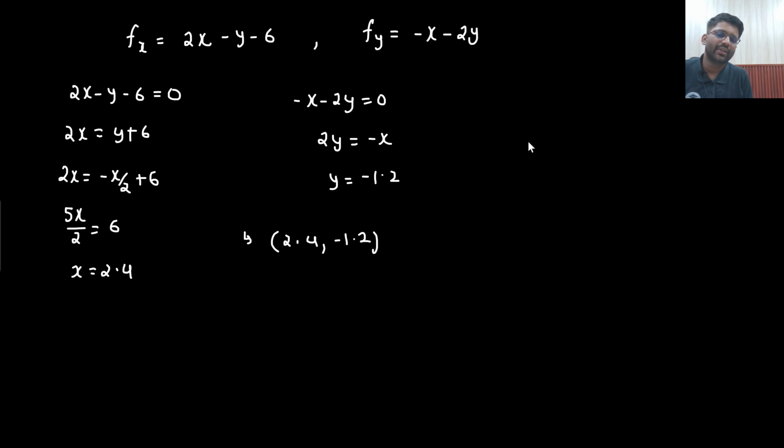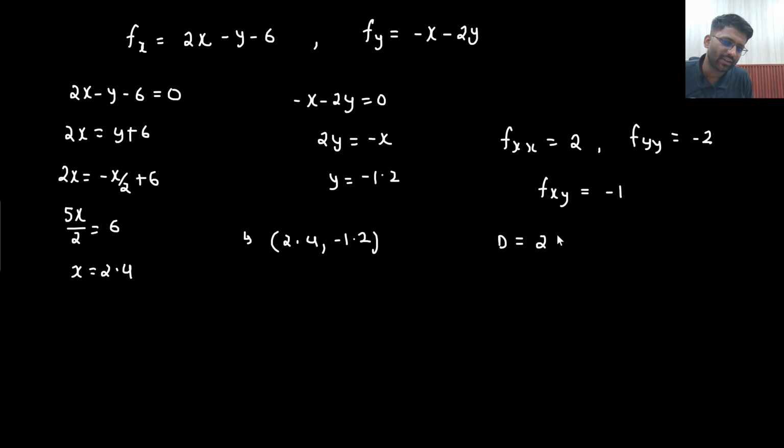So at this point I need to check other values. So let's find out fxx first. Differentiation with respect to x, that is 2. Then I will find out fyy, that will be minus 2. Then fxy, this should be differentiated with respect to y, that means minus 1. Okay, so what will be the value of d? Fxx fyy minus fxy square. So minus 4 plus 1, which is coming out to be minus 3.